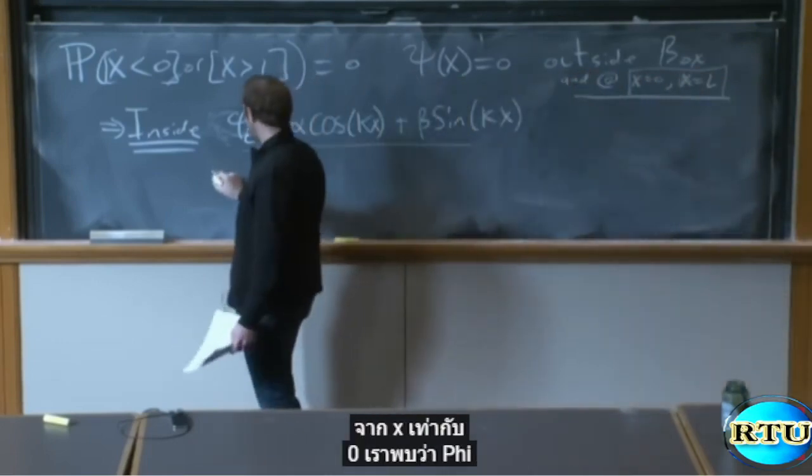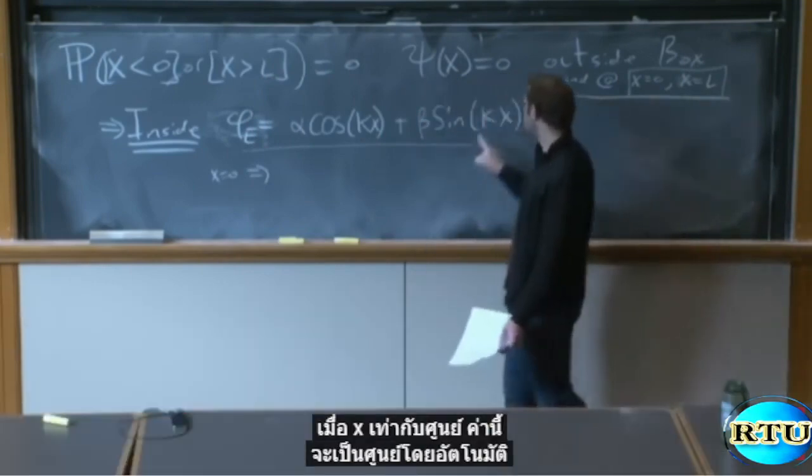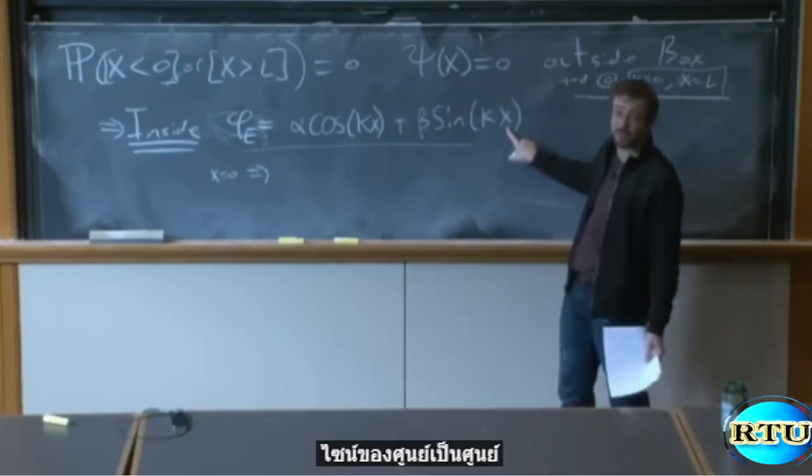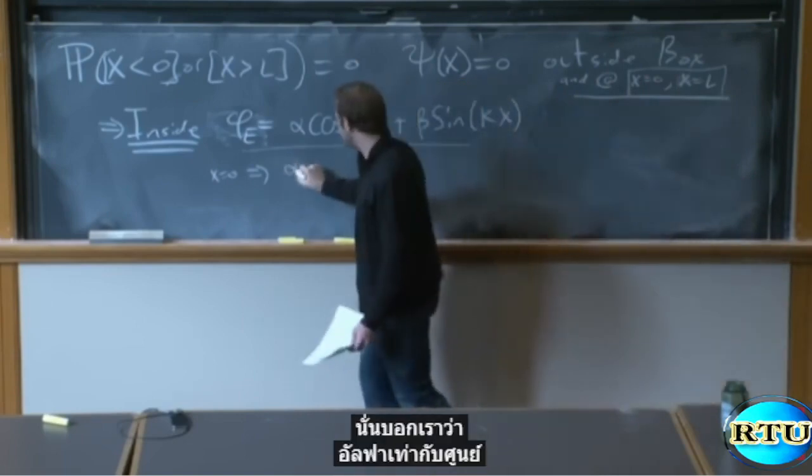So from x equals 0, we find that phi must vanish when x equals 0. When x equals 0, this is automatically 0. Sine of 0 is 0. Cosine of 0 is 1. So that tells us that alpha is equal to 0.